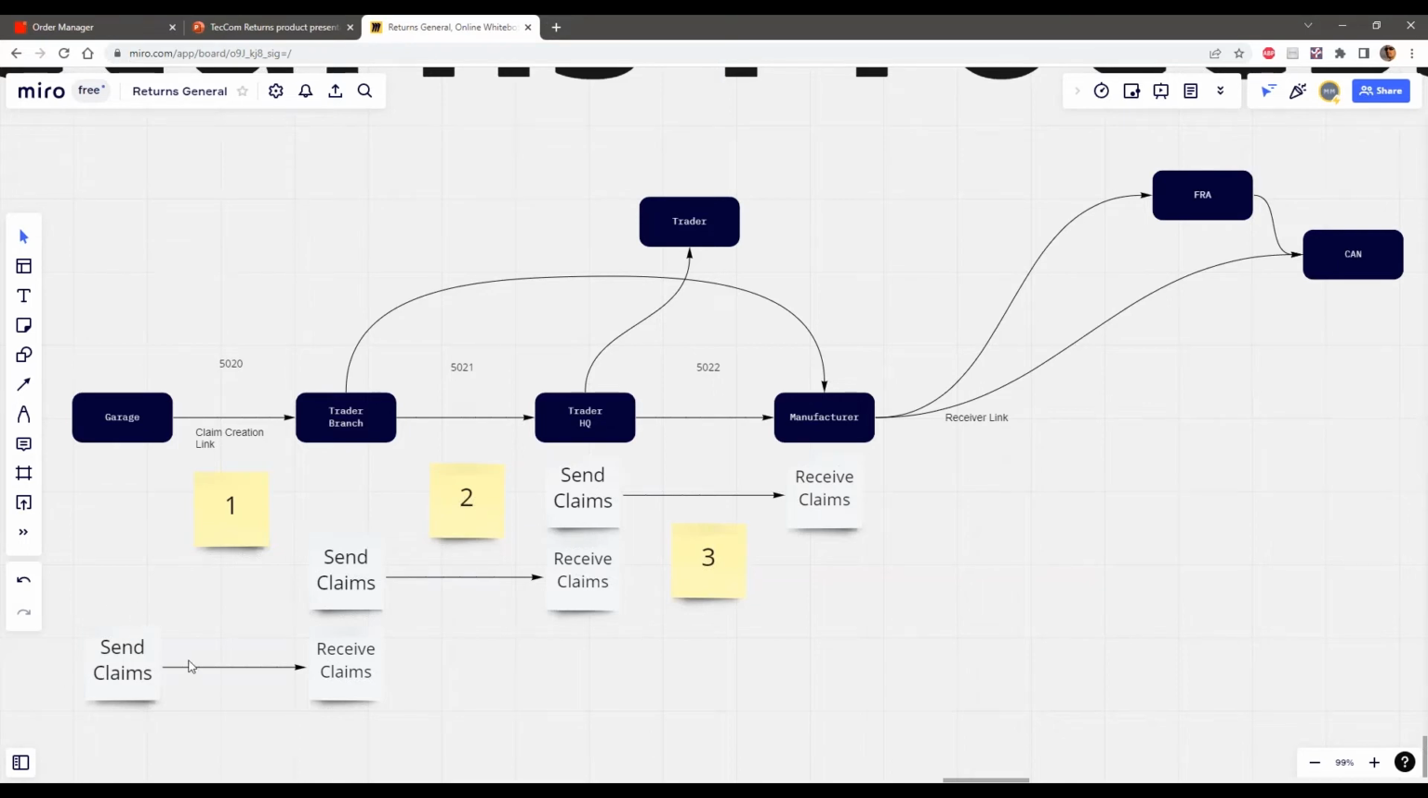The only exception is the garage, because the garage is the place where it starts. So they only send claims, or they help to fill up the information from what the trader branch started the claim with.